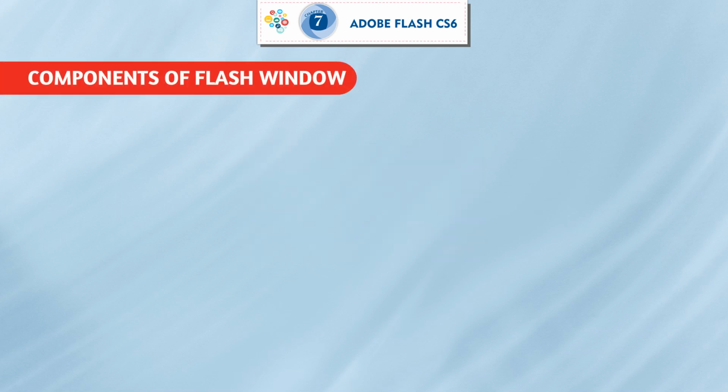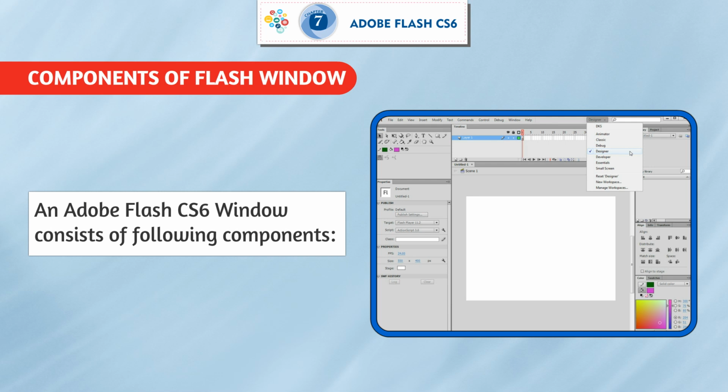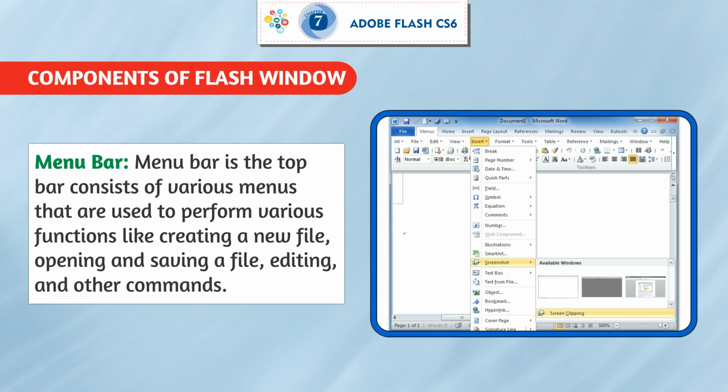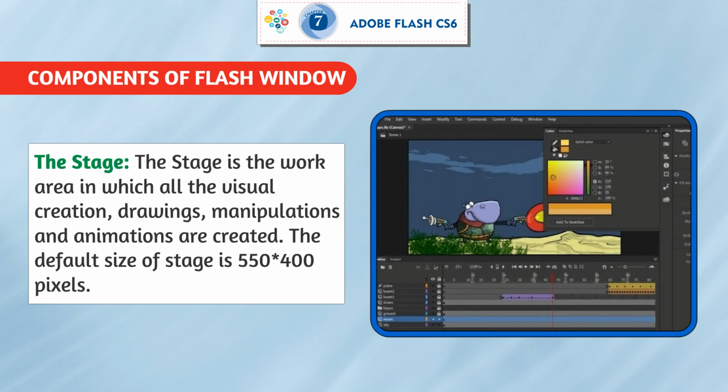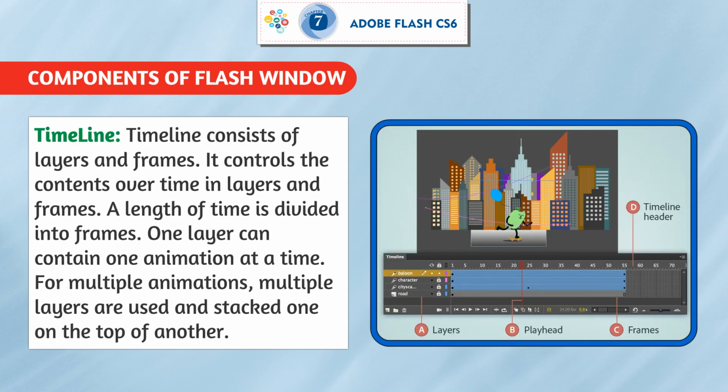Components of the Flash window. An Adobe Flash CS6 window consists of the following components. Menu bar. The menu bar is the top bar, consisting of various menus that are used to perform various functions like creating a new file, opening and saving a file, editing and other commands. The stage. The stage is the work area in which all the visual creation, drawings, manipulations and animations are created. The default size of the stage is 550*400 pixels.